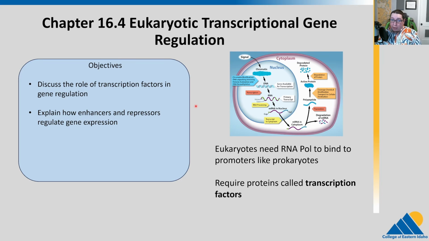A lot of gene regulation in eukaryotes occurs at the transcriptional level. So in the previous section, we saw that we had epigenetic regulation mainly at the chromatin level. Here at the transcriptional level, we're talking about what's controlling RNA polymerase binding to the promoter. So eukaryotes, just like prokaryotes, have to have RNA polymerase bind to the promoter.